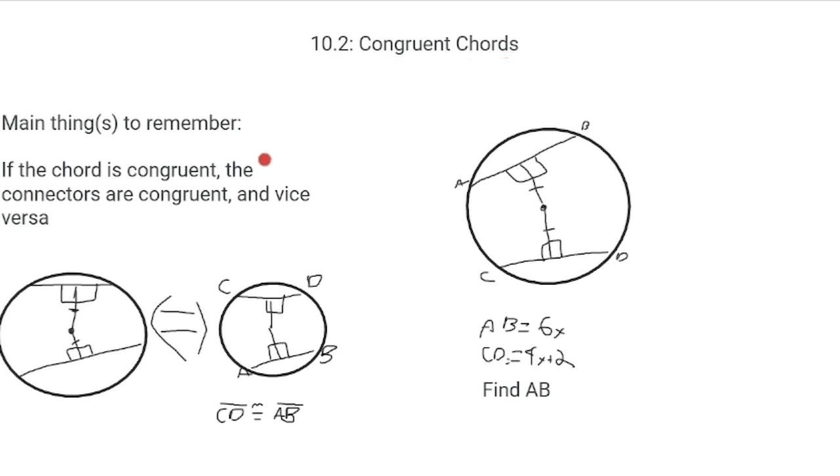10.2, congruent chords. Main thing to remember is if the chords are congruent, then the connectors are congruent and vice versa. That's shown right here. So if the chords are congruent, then their segments, or if the connectors are congruent, then the chords are congruent as well. And this is a sample problem I just came up with right here as well. So 10.2, also pretty simple.